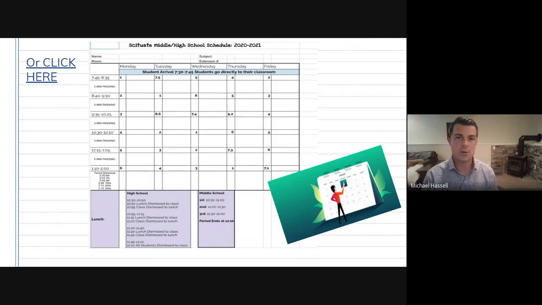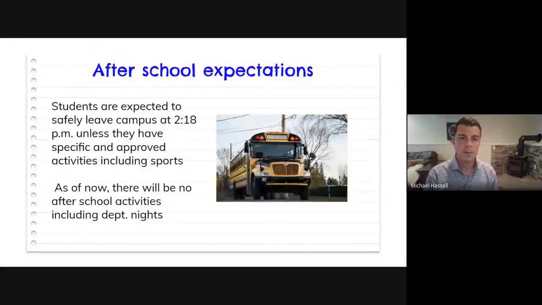Again, high school students are eating in the high school cafeteria. We were able to get enough desks in there where we're only using that location. We're also encouraging students to eat outside if they so choose. As of right now, there will be no after-school activities, no late buses, and we'll also have no department nights. Again, we'll reassess things on a week-by-week basis. There are high school athletics, so we'll talk about that in a further slide. So that really is the only reason why students should be staying after school, if they're participating in a sport.